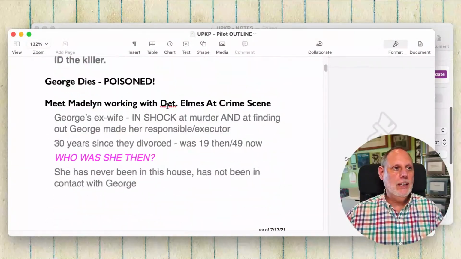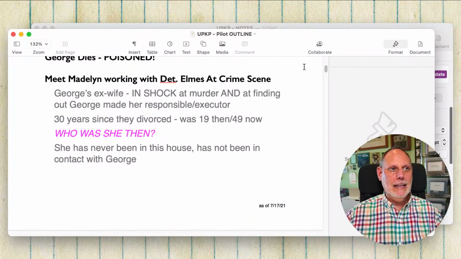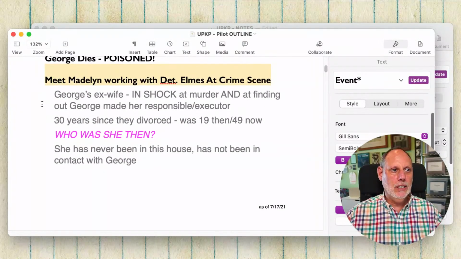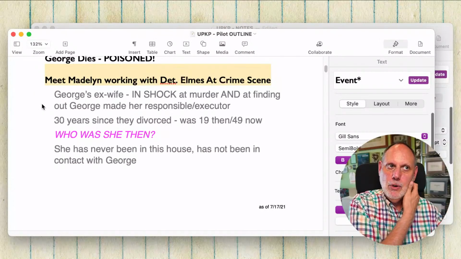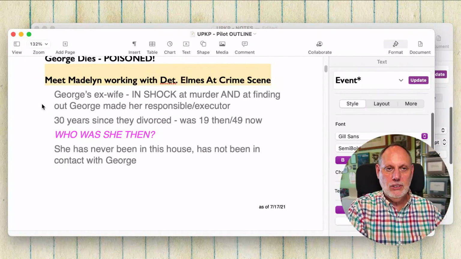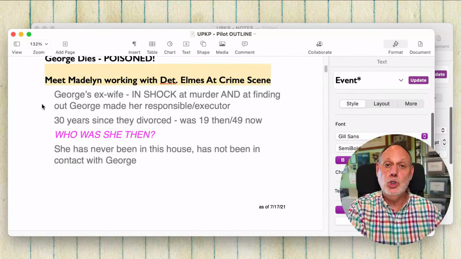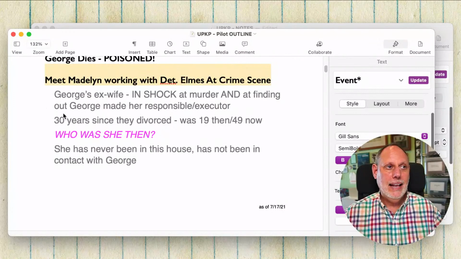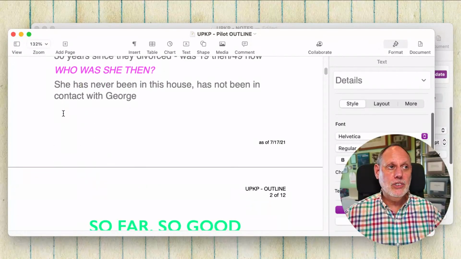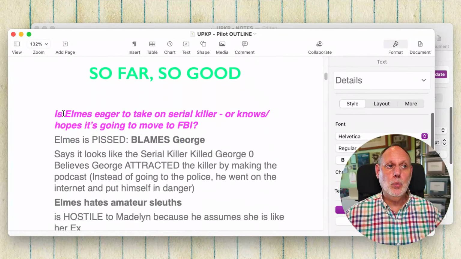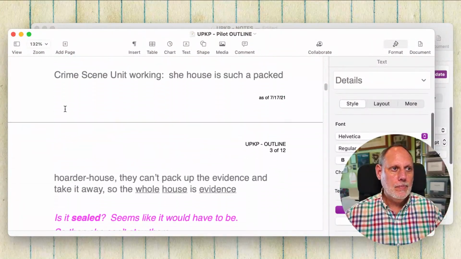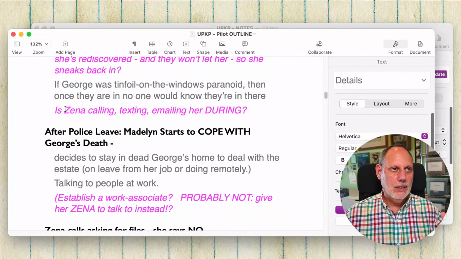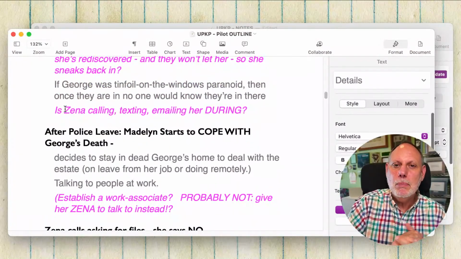For instance, in this first scene with Madeline and the detective at the crime scene, we have got to meet Madeline, we've got to meet the detective, we've got to understand where the police stand on the crime, we need to catch up on who the heck Madeline is, who George was, and that's a lot. The odds are we can't get that all into one scene, and even if we did, it would probably feel rushed.